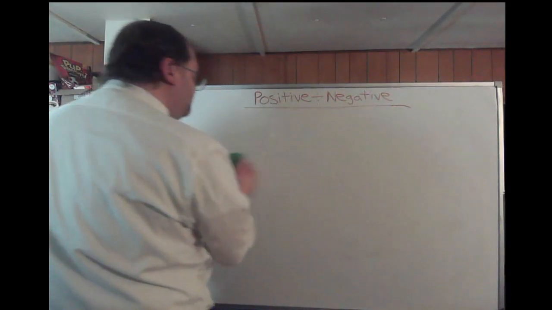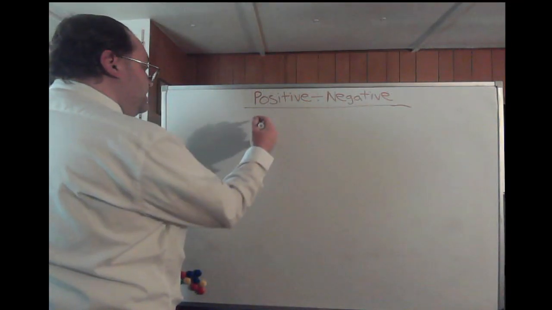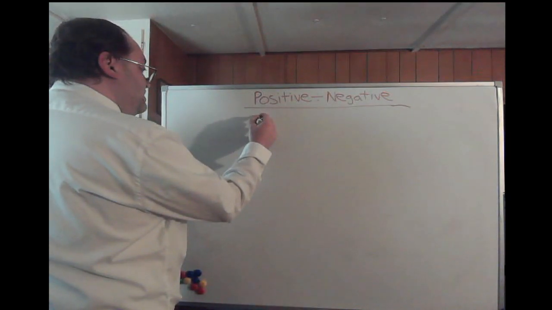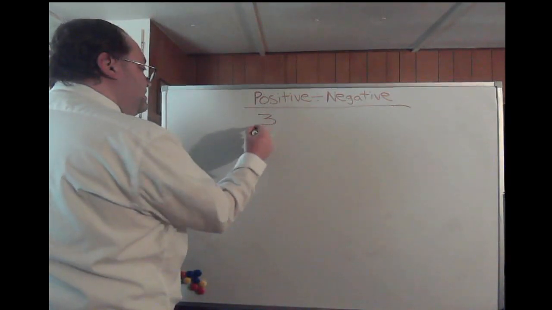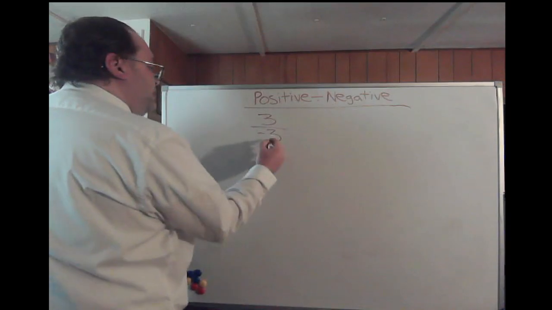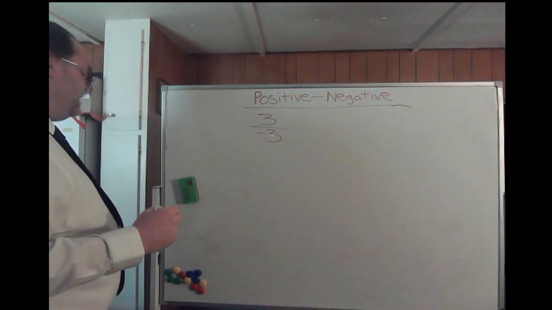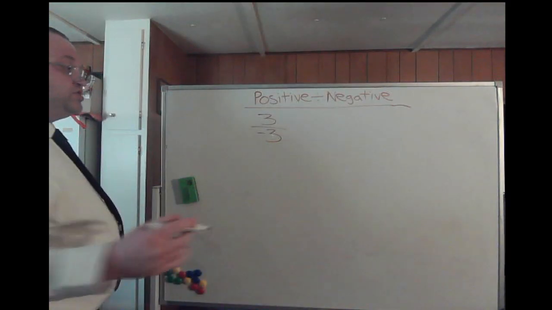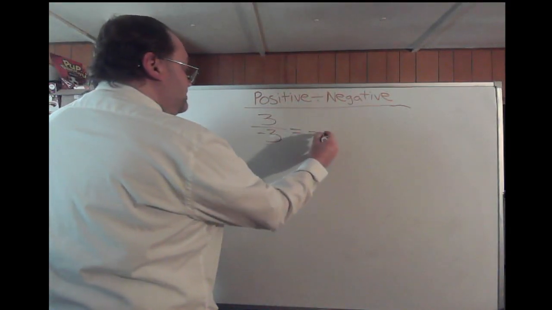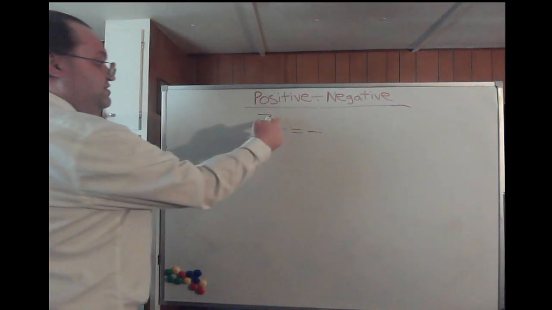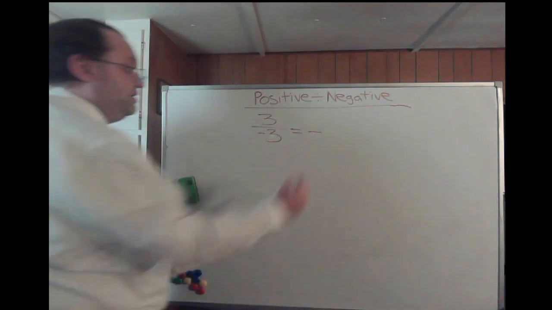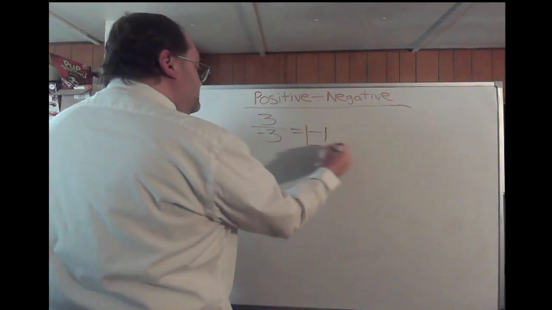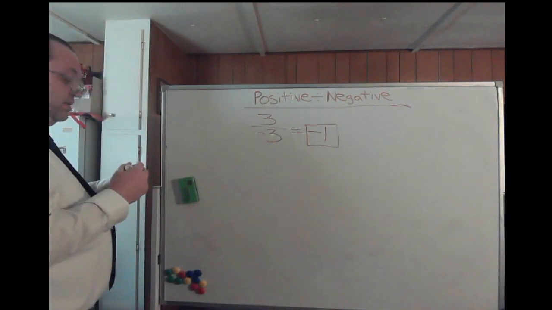Okay, so let's say I take 3 divided by negative 3, right? Well, we have a positive divided by a negative, which is going to make this a negative answer. So we put our negative sign, then just focus on what's 3 divided by 3. That's 1. So your answer to this one will be -1.